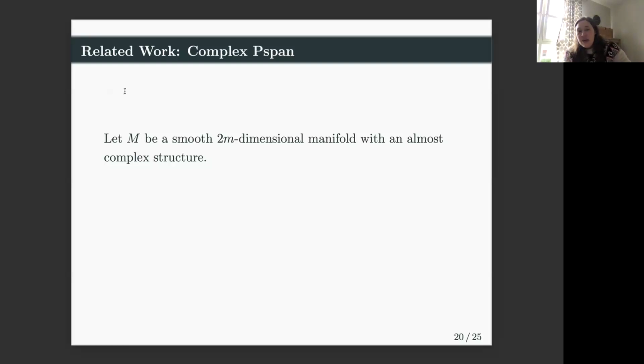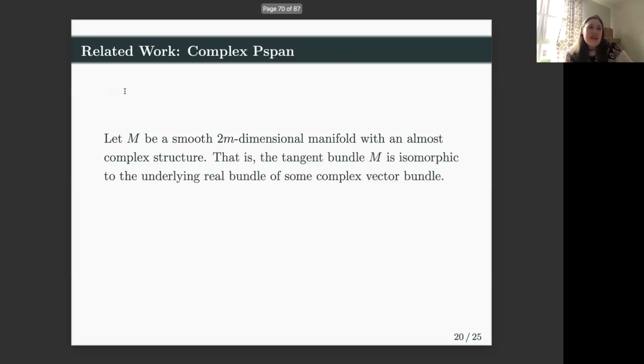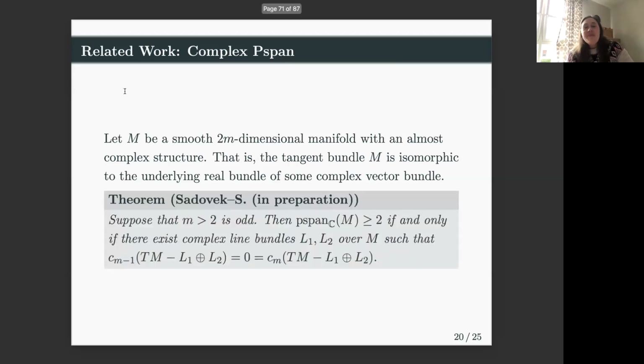So if you've got now a smooth manifold that's 2m dimensional, we now want to assume that it has an almost complex structure. What that means is that the tangent bundle is isomorphic to the underlying real bundle of some complex vector bundle. Don't worry about this if you're a bit rusty with the bundle theory. It doesn't really matter. But this is an example result that we have. So say m is bigger than 2 and odd, then the complex projective span of this manifold is at least 2 if and only if you can find 2 line bundles over the manifold such that these virtual Chern classes vanish.